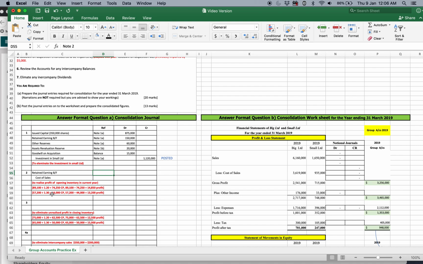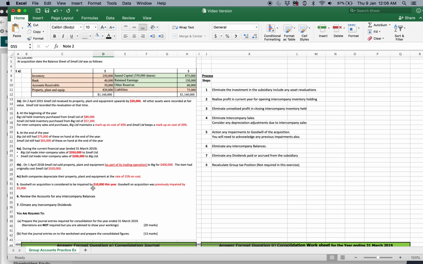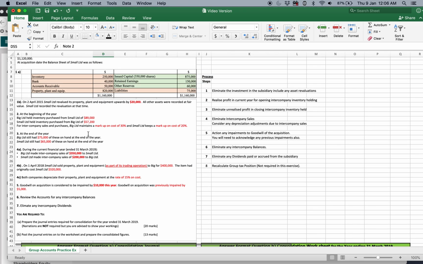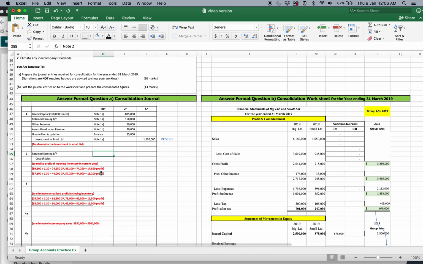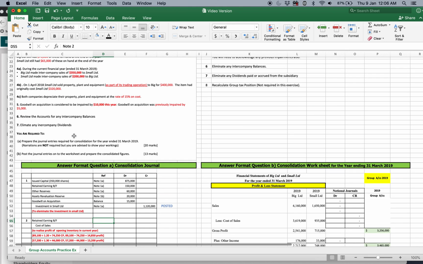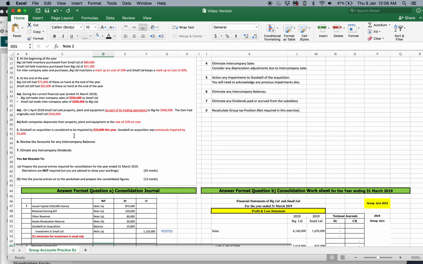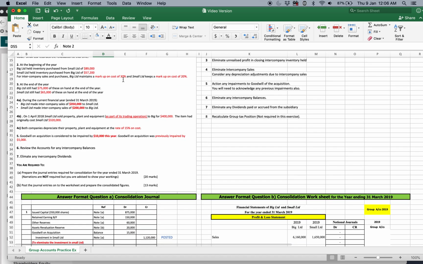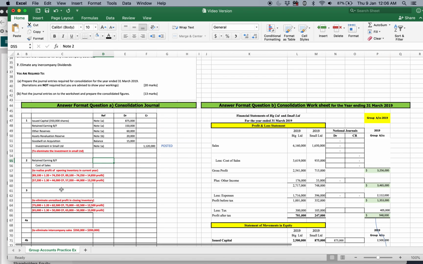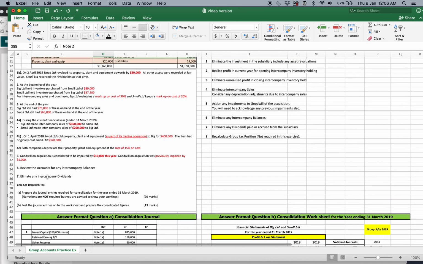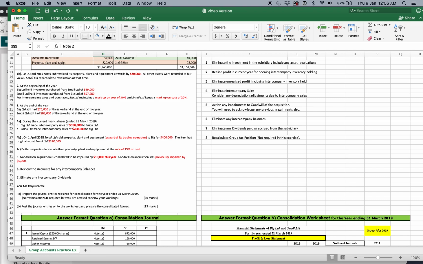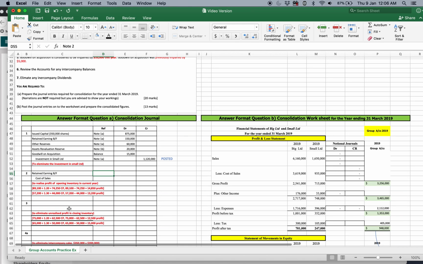So this is to realise profit of opening inventory in the current year, because that opening inventory would have sold by now, right? Okay, so the calculation here is there's a markup of 20% and a markup of 30%, right? So whatever was the opening amount on that 89, there's a markup of 20%, okay? So that's the profit figure there, okay?